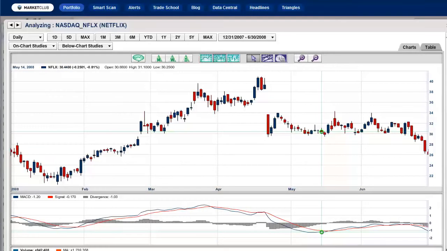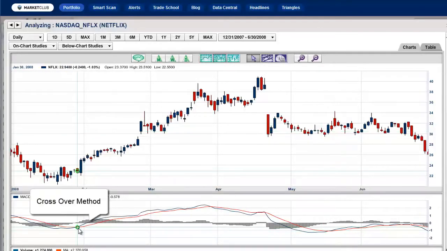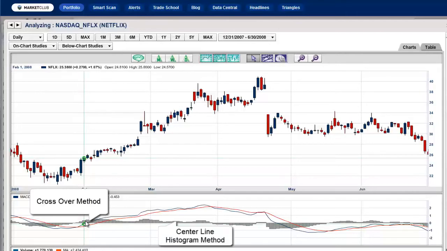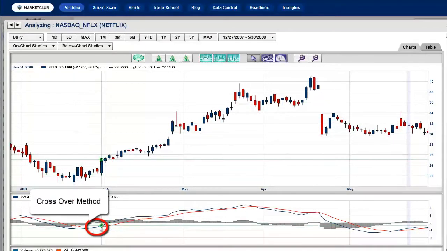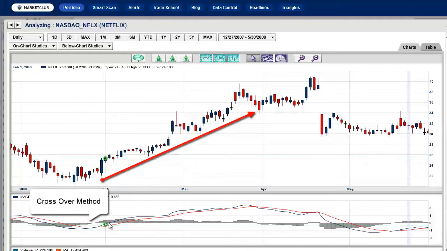There are three ways you can use the MACD indicator. There's the crossover method, which is right here. Then there's the centerline method. Then you can use it as a positive or negative divergence indicator, and I'll show you how each of them work. The most common use of this indicator is when you see the lines crossing. You have the blue line crossing the red line, indicating that the trend has turned up.